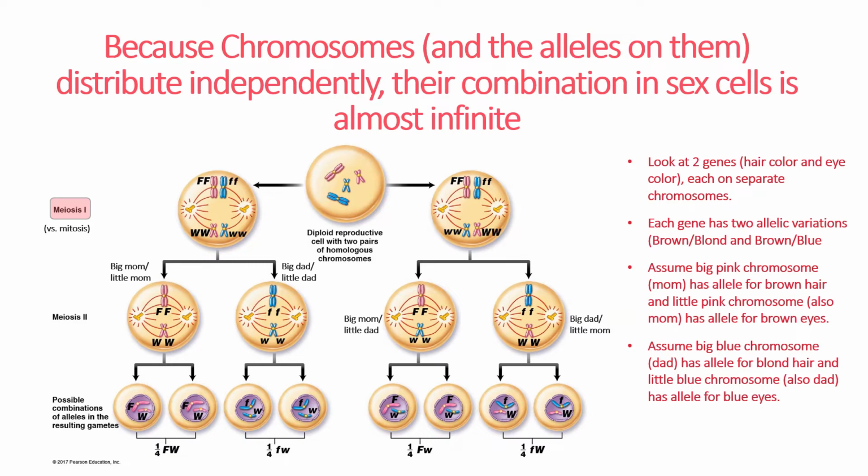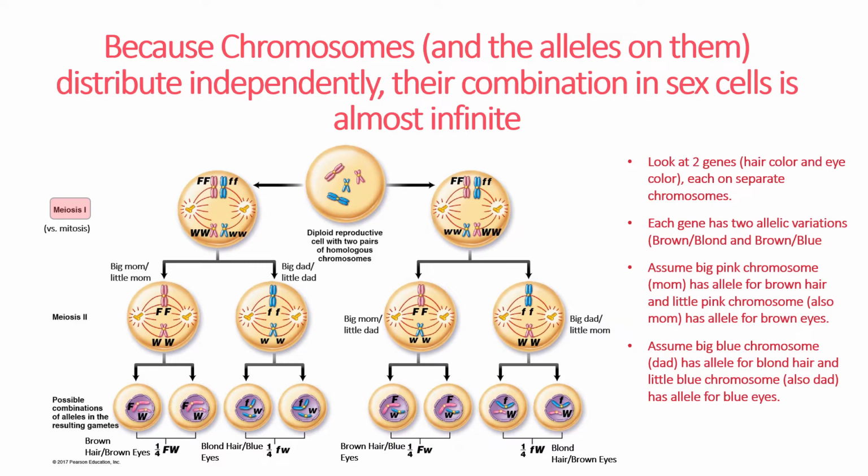After the second round of cell division, when the duplicate chromosomes are separated into daughter cells, it generates 4 different possibilities for sex cells. Either they're carrying the alleles for brown hair and brown eyes, or they're carrying the alleles for blonde hair and blue eyes, or they're carrying the alleles for brown hair and blue eyes, or they're carrying the alleles for blonde hair and brown eyes. So 4 different possibilities.